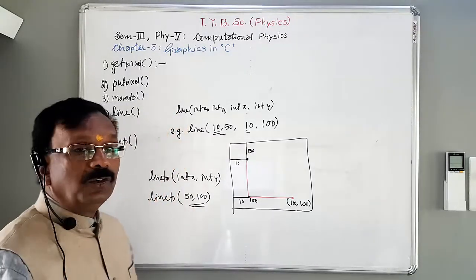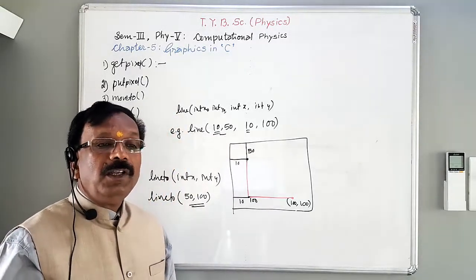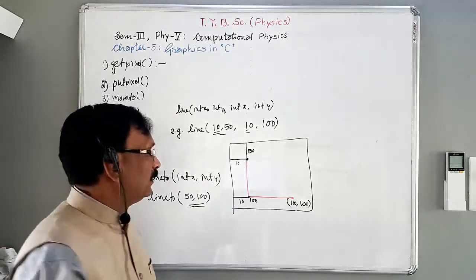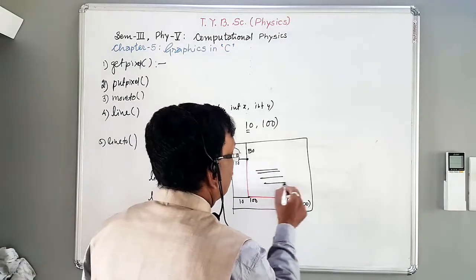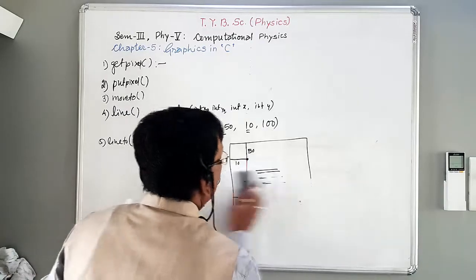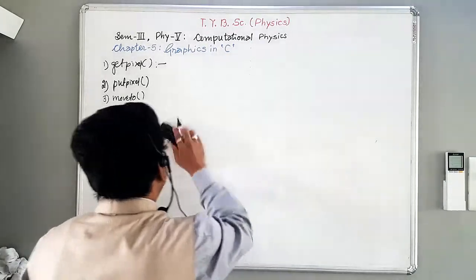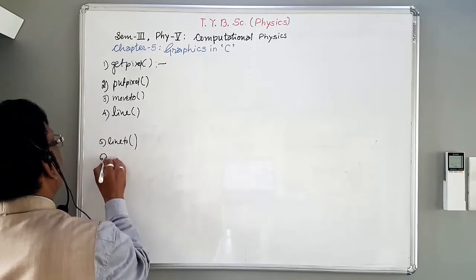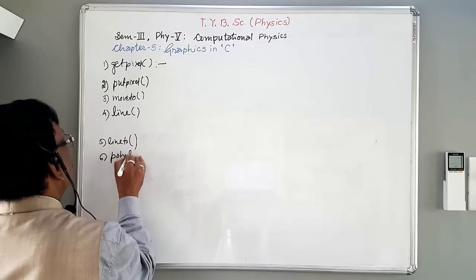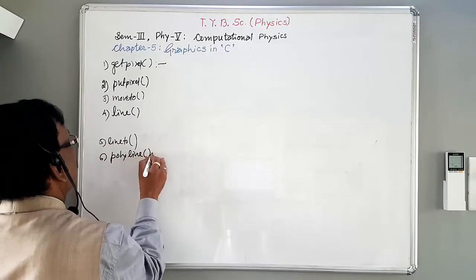Okay. Now if we want to draw a polyline, that means a number of lines like this, then for polyline we are going to see the new function, that is function number 6, the polyline function.